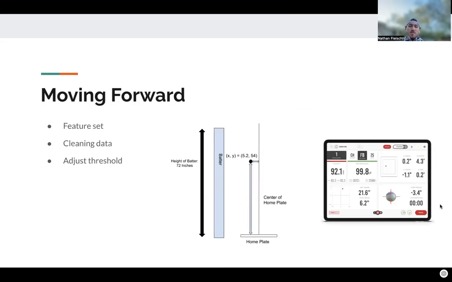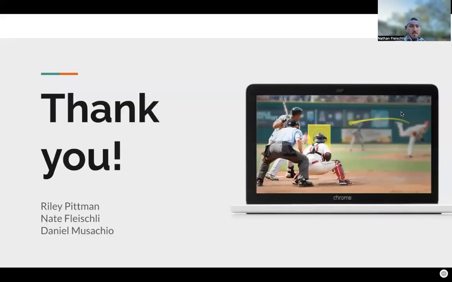Moving forward, as we were talking about, we need to define a pitch in terms of more than XY coordinates, taking in more information to really define what a pitch is. We need to clean the data of historical umpire biases, and we need to adjust our threshold of 0.7 to figure out the correct threshold for this model setup. Thank you for your time. As you can imagine, calling balls and strikes is extremely hard for umpires, so we'd love to help the MLB implement such fairness in the sport as we go forward. Thank you so much.